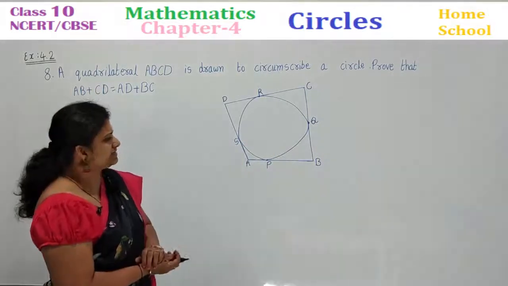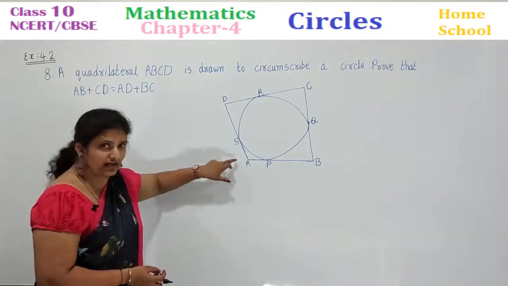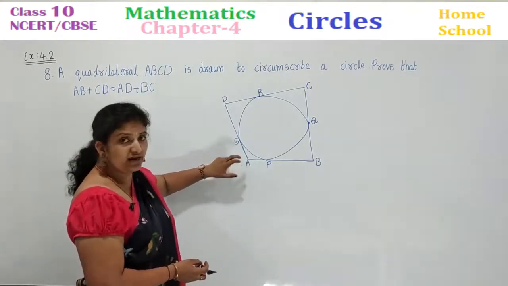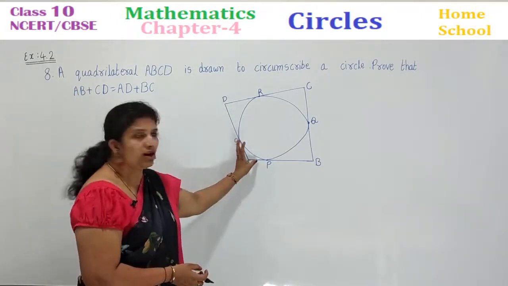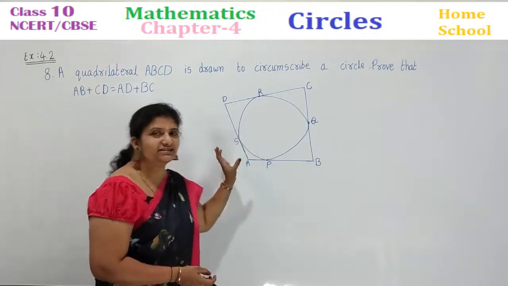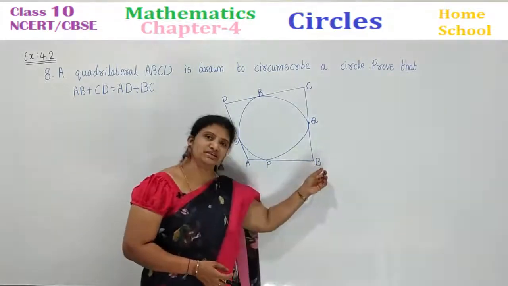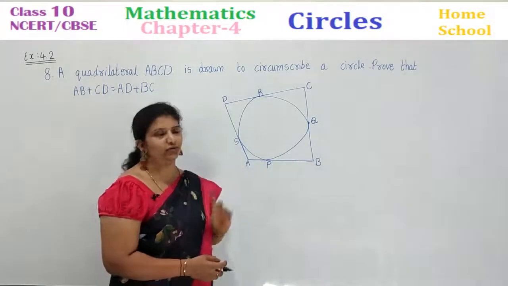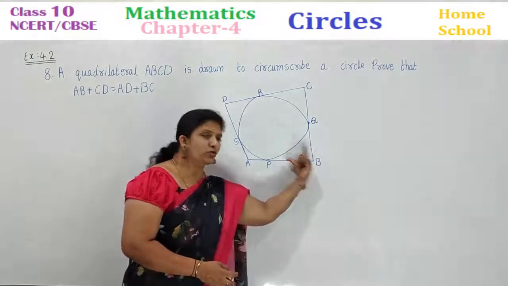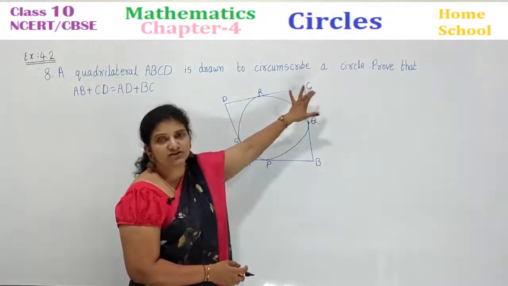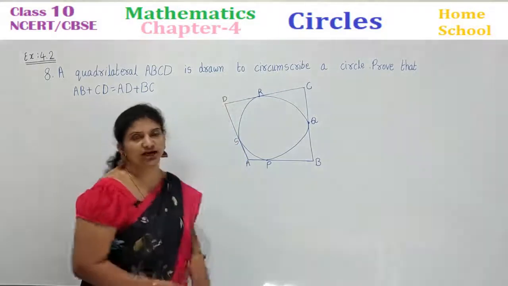If I see only the circle, what is A? For the circle, A is an external point. And from this point, what are these two small lines? Tangents. Tangents arise from the external point. And B is also an external point. Only concentrate on point B. It is also an external point, and you can draw two tangents to the circle. C is also an external point, with 2 tangents. D is also an external point, with 2 tangents.